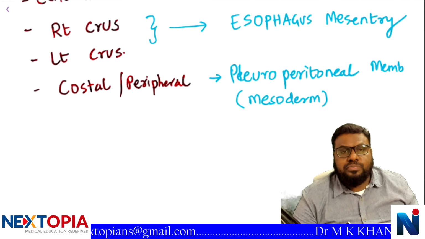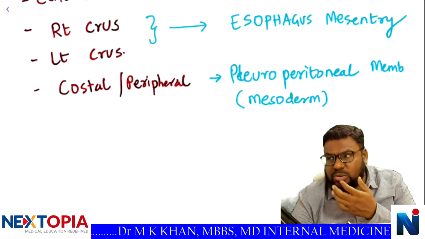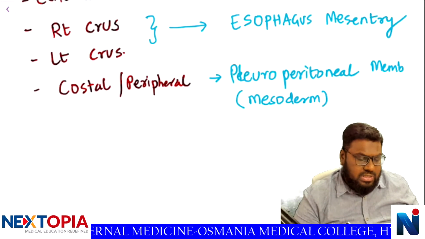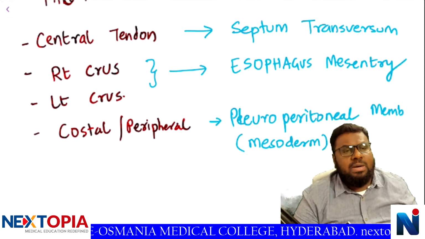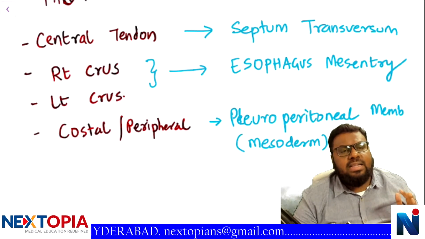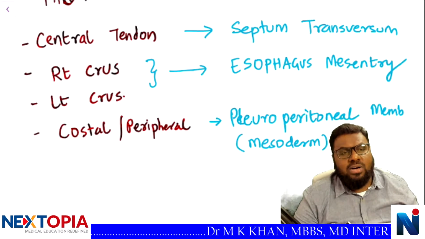The mesoderm, the muscular ingrowths from the pleuroperitoneal membrane gives rise to these parts. So septum transversum is the most important part. Please remember, the septum transversum is the most important component that contributes to the anterior and median portion of the central tendon. The central tendon is a major part of the diaphragm.